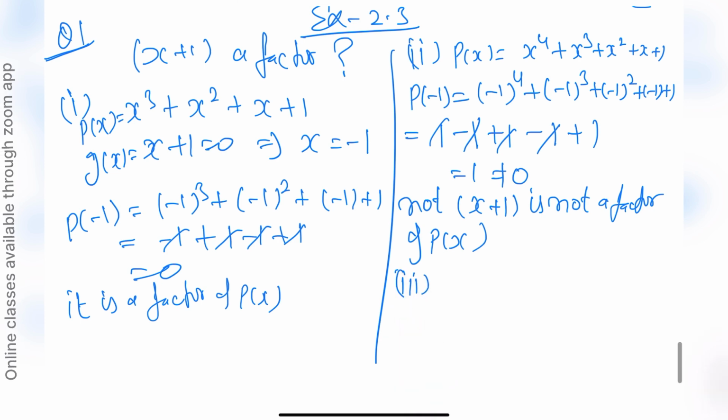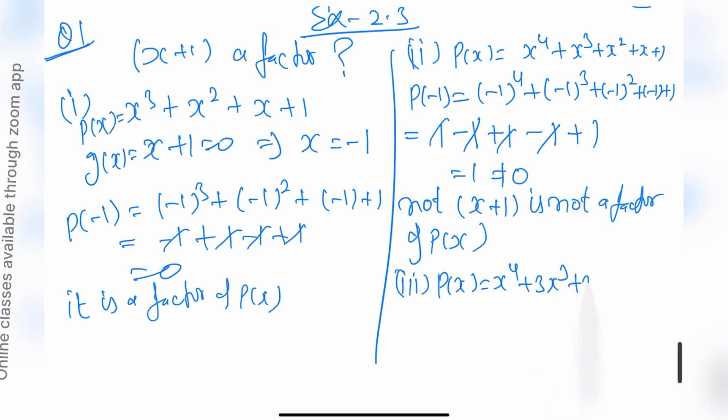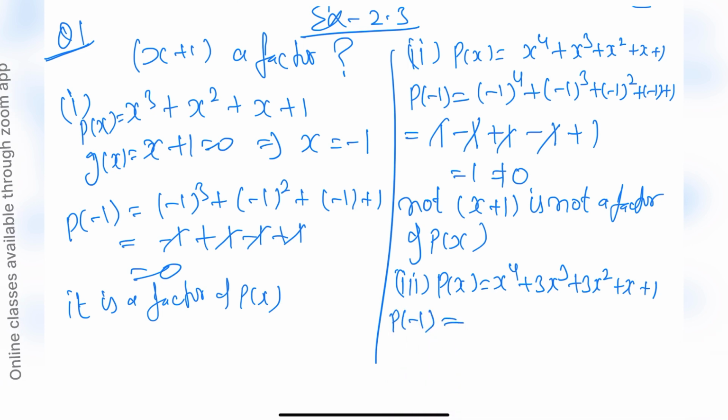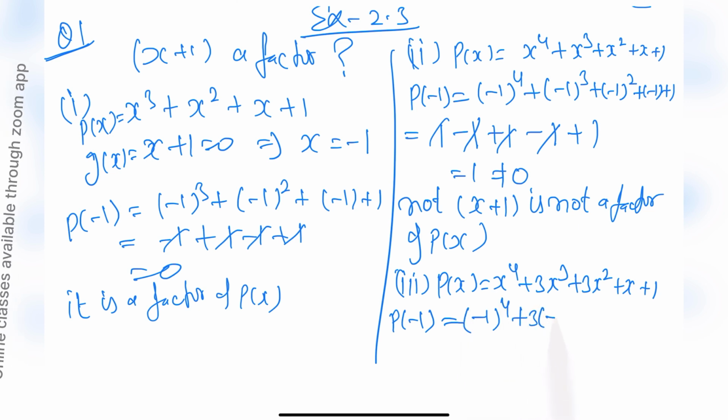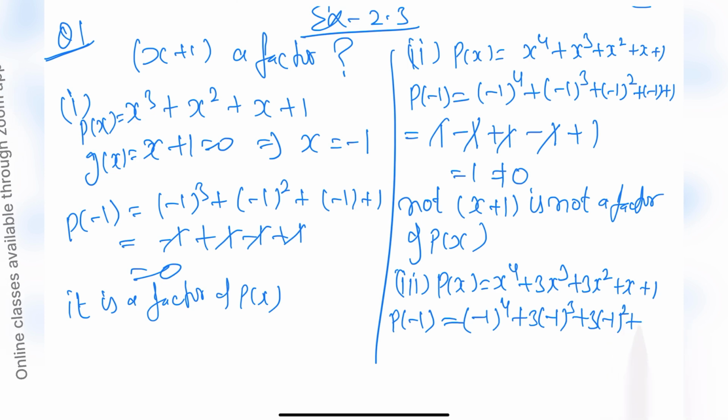Now the third part is p of x is equal to x raised to the power 4 plus 3x cube plus 3x square plus x plus 1. Again finding p of minus 1, because here we have to check whether x plus 1 is a factor of this or not. So again minus 1 raised to the power 4 plus 3 into minus 1 cube plus 3 into minus 1 square plus minus 1 plus 1.